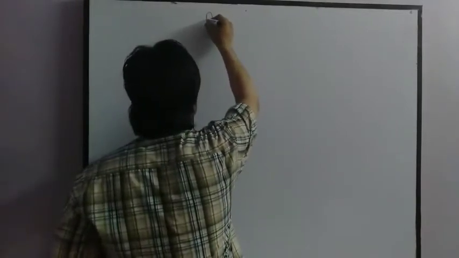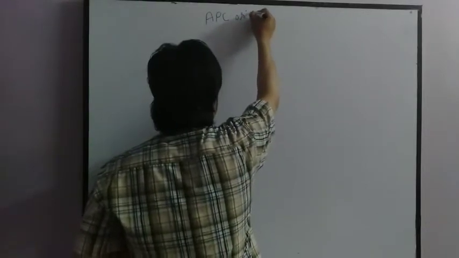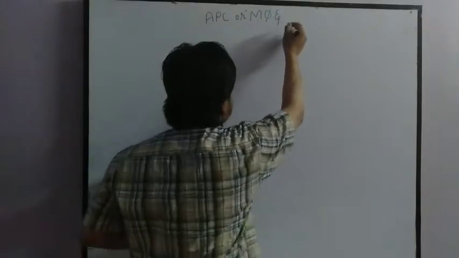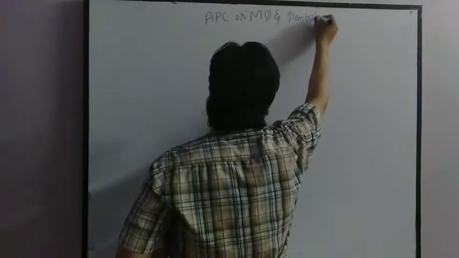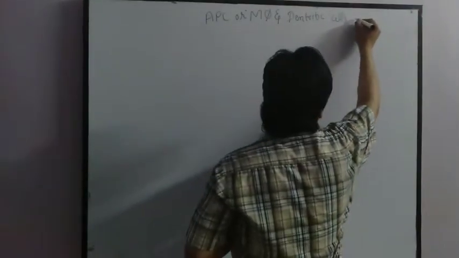In this video lecture, we are going to talk about antigen presenting cells, or monocytes, or we can say macrophages and dendritic cells. So let me write: antigen presenting cells, or we can say macrophages and dendritic cells, which are related to monocytes.